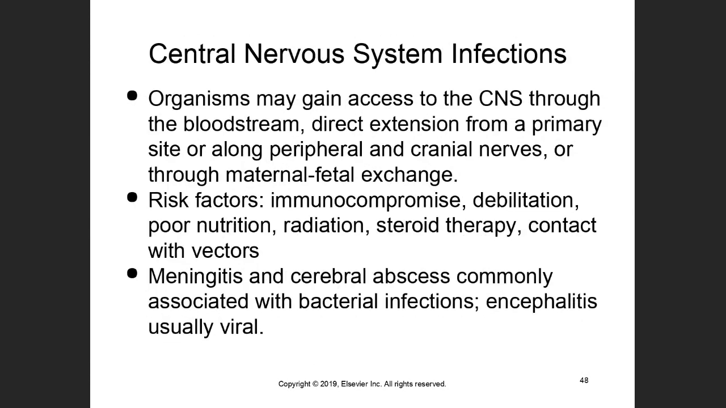Central nervous system infections. Organisms may gain access to the CNS through the bloodstream, direct extension from the primary site, along peripheral and cranial nerves, or through maternal-fetal exchange. Risk factors: immunocompromise, debilitation, poor nutrition, radiation, steroid therapy, contact with vectors. Meningitis and cerebral abscesses are commonly associated with bacterial infection. Encephalitis is usually viral.